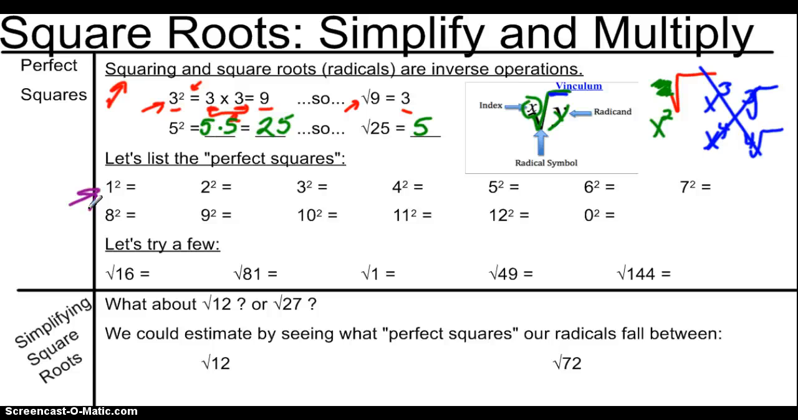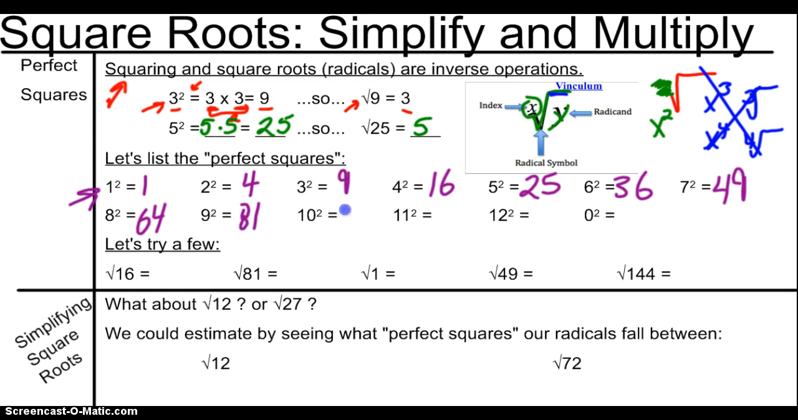Alright, let's see if we remember them. 1 squared is 1. 2 squared is 4. 3 squared, remember 3 times 3, is 9. 4 squared, 4 times 4, is 16. 5 squared, or 5 times 5, is 25. 6 squared, 6 times 6, is 36. 7 squared, 7 times 7 is 49. 8 squared, or 8 times 8, is 64. 9 squared, or 9 times 9, is 81.